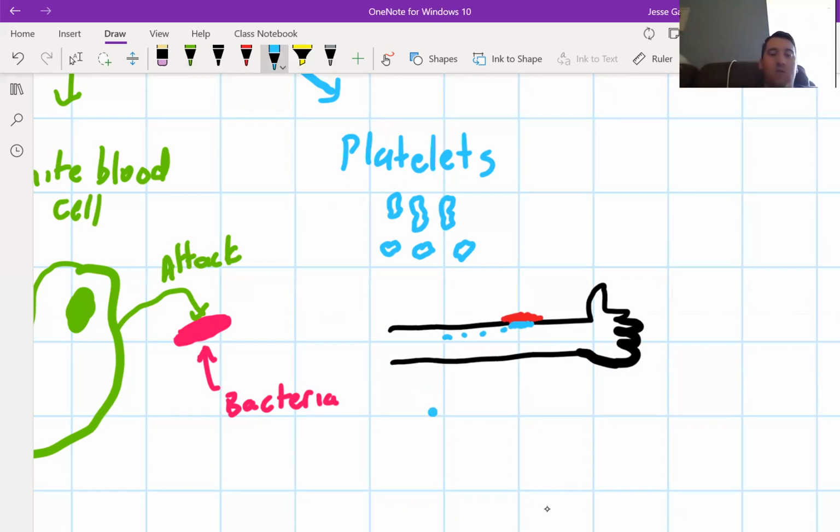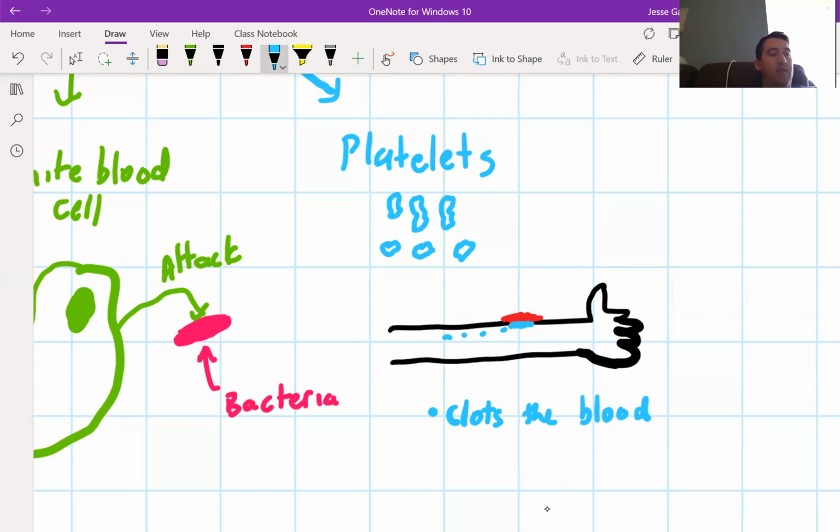So we say that the scab clots the blood. So clots the blood, helps it form into like a collection that plugs the little wound, if you like. So clots the blood and stops the bleeding and allows the skin to regrow and the body to heal. So that's the job of platelets.